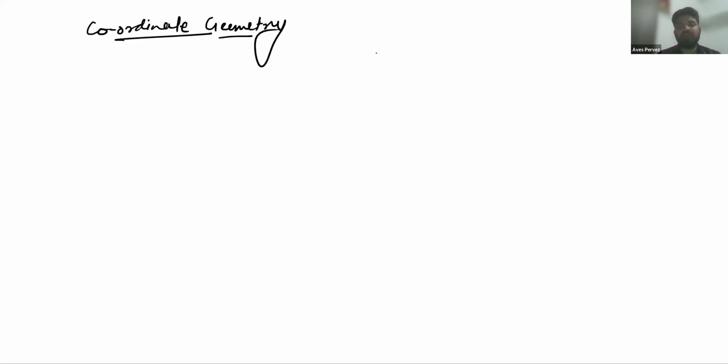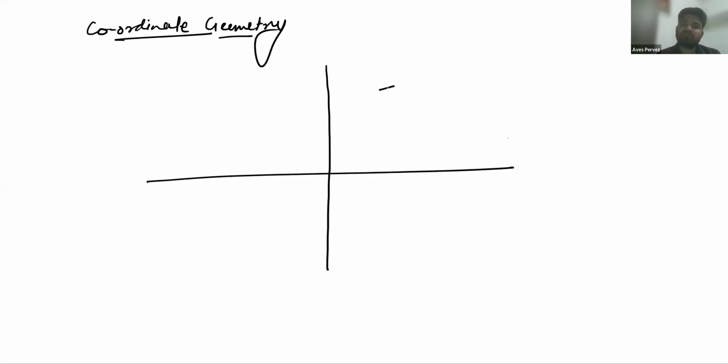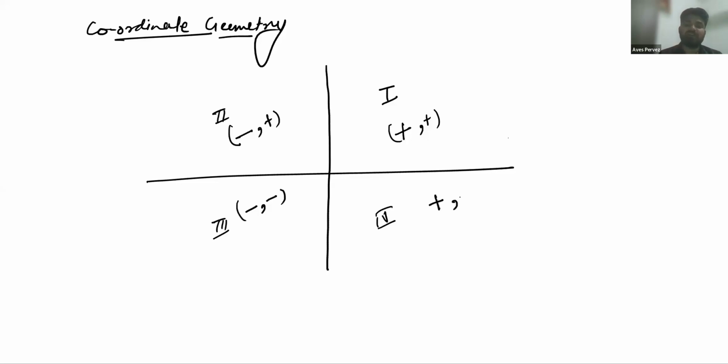So you know that there are the 4 quadrants. I'm just going to teach you this one that we have discussed in the previous class. These are the quadrants. This is the first quadrant, this is the second quadrant, this is the third quadrant, and this one is the fourth quadrant. Here in this quadrant, both x and y coordinates are positive. Here, x is negative and y is positive. Here, both are negative. And here, x is positive and y is negative.